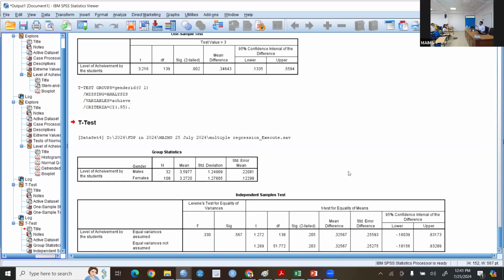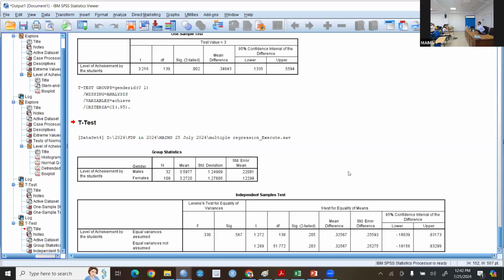Boys and girls are same, but still with the value of mean, you can say boys are slightly better than the girls. Significant difference is not there, but on the contrary, boys are better. So such results are also there.